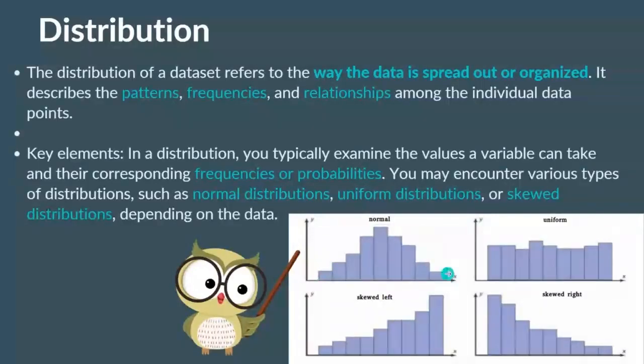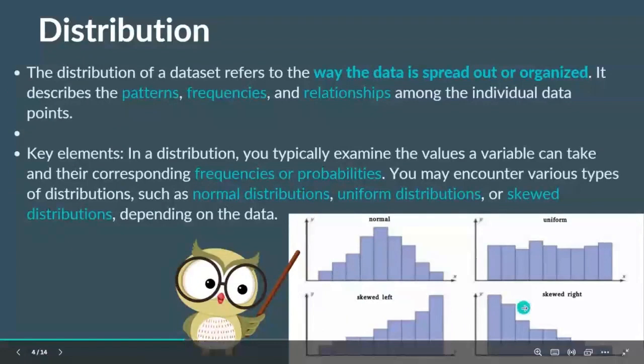distributed. You can also have a uniform data set, which means that a lot of the answers are the same. So this happens when you have many modes in a data set. So you have many commonly occurring numbers. Okay, and then you can also have skewed left or skewed right data.